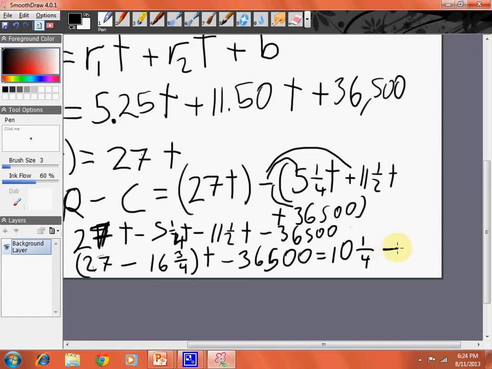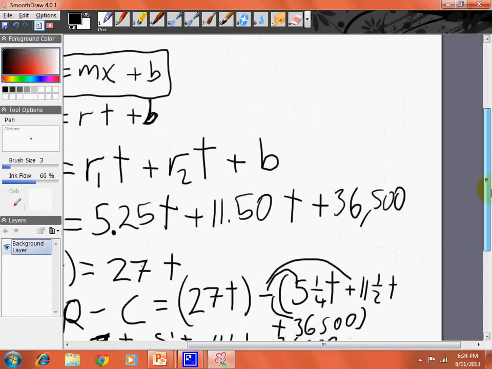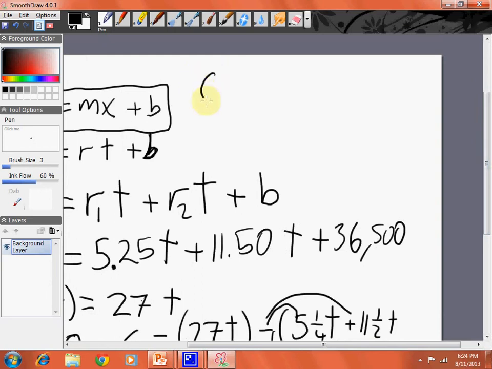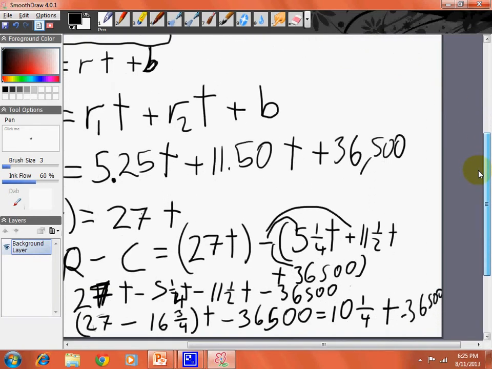Minus, and there's a t attached. Minus, and then 36,500. Let's move all the way up here. So pretty much we ended up with 0 equals, and then we had 10 1/4 t minus 36500, I believe. I believe that was it. I don't want to make a mistake.